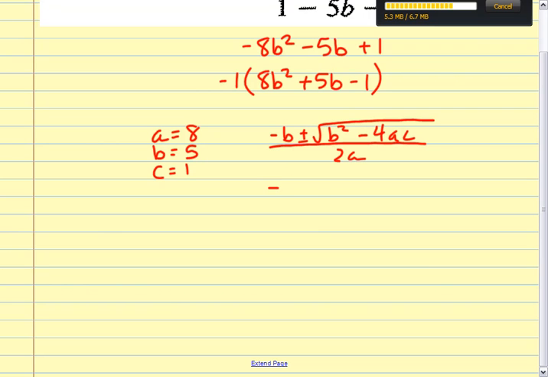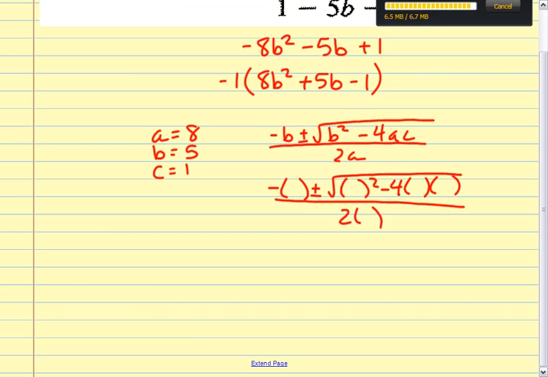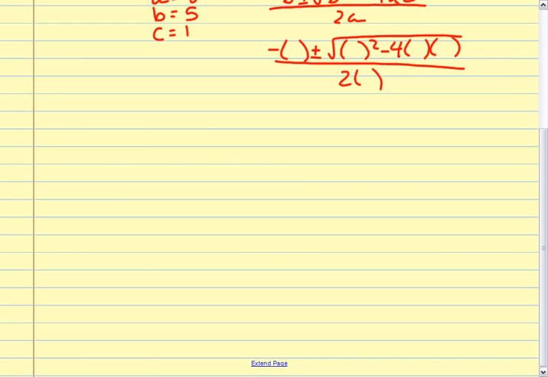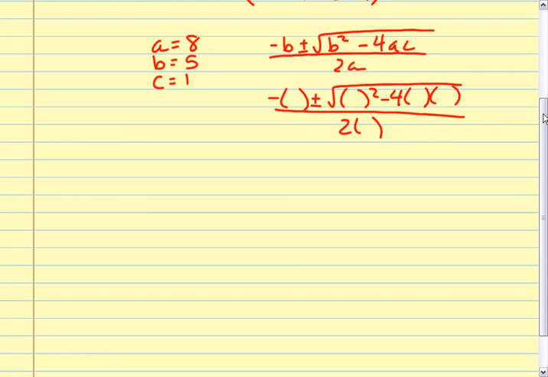Then write it with the parentheses so we don't mess up our signs. Squared minus 4 parentheses, parentheses, all over 2 parentheses. All right? Now, let's see. I'm going to extend the page a bit, give myself some room. All right? B is 5 and 5. A is 8 and 8.